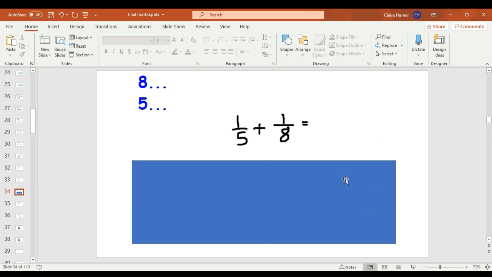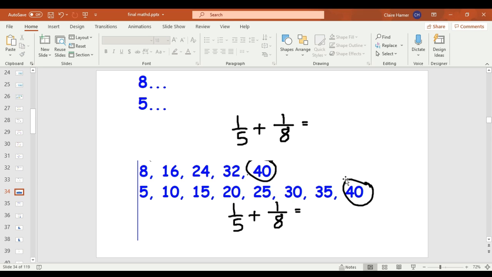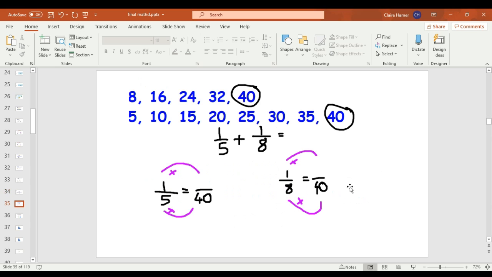Okay, I'm going to reveal my workings. So 40 is the lowest common denominator, it's the lowest common multiple, sorry. So I'm going to convert both fractions into 40ths. I've set it up on screen, so you need to copy that onto your piece of paper if you haven't already written it down. Remember, whatever you do to the denominator, you do the same to the numerator. Complete this question, please, and write down the answer as well.